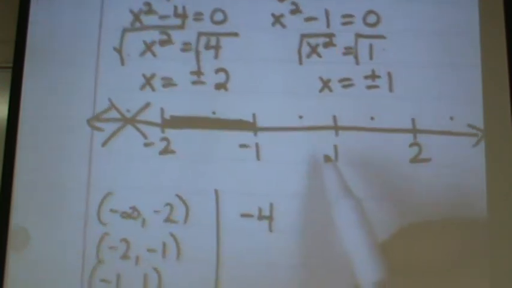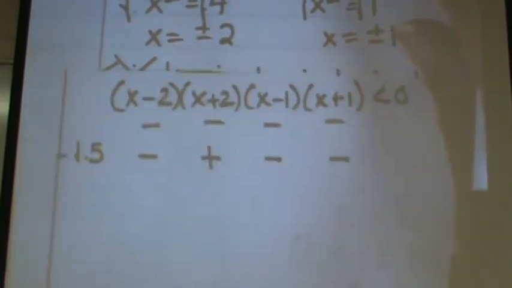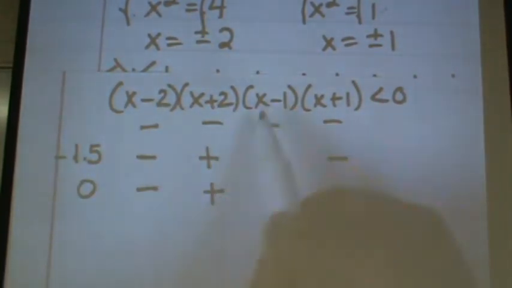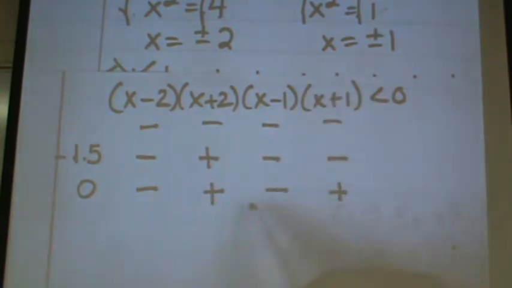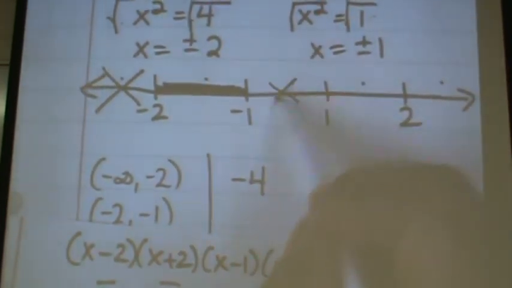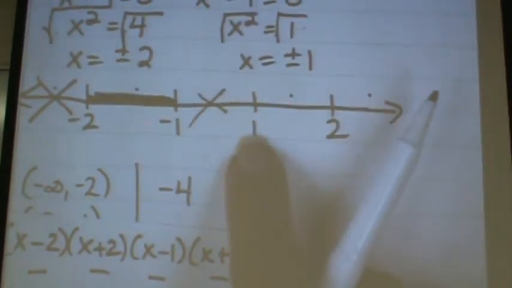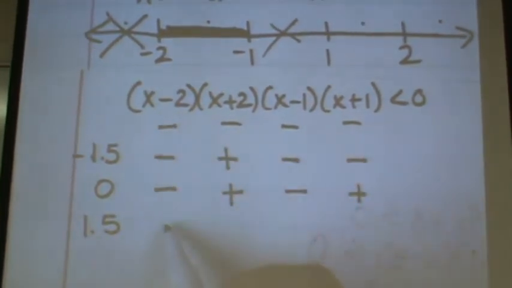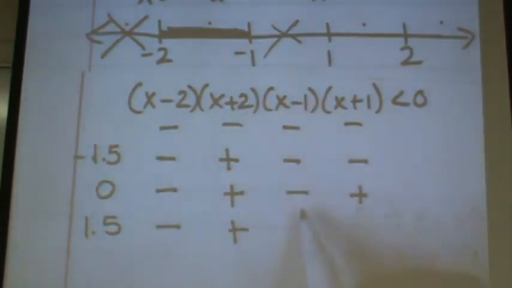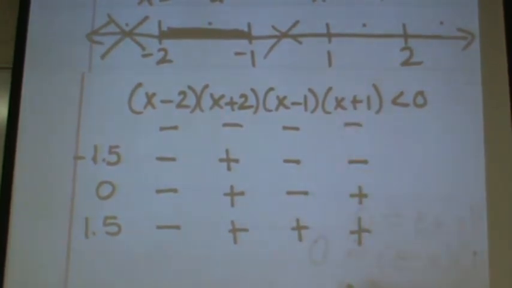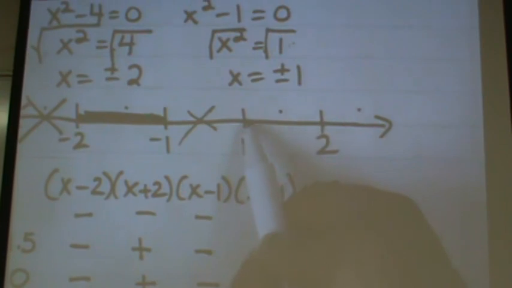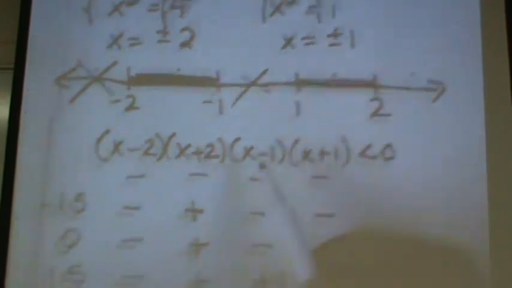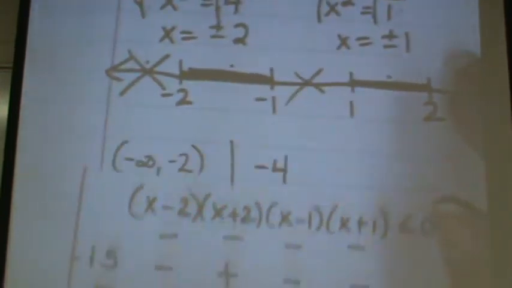Okay, now let's try 0. If we try 0, you're going to get a negative, positive, negative, and positive. So 2 negatives give you a positive. That doesn't work. Let's try, let's say 1.5. If we put 1.5 here, you're going to get a negative, positive, positive, and a positive. So you have an odd number of negatives. This works right here. And this region will not work because they're all going to be positive. So we don't even have to waste our time.